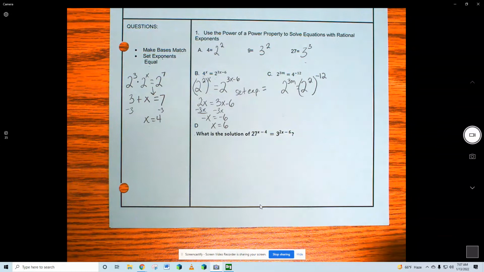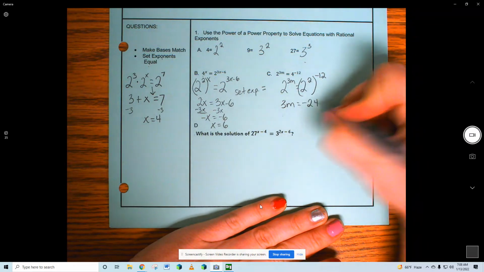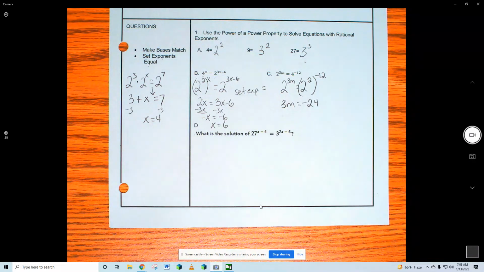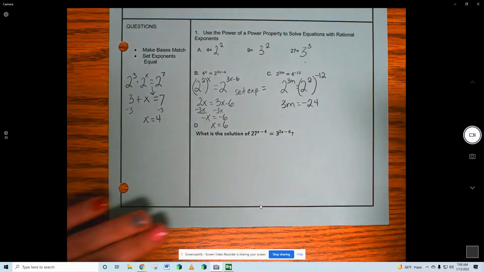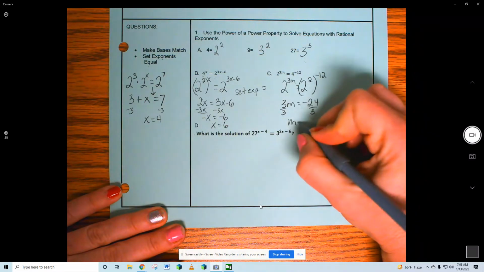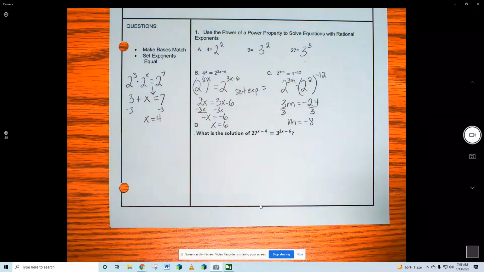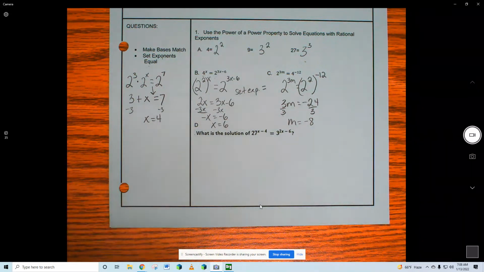The bases are the same. They're both 2's. I'm going to set the exponents equal. 3m equals negative 24. And solve for m. Divided by 3. M equals negative 8. Okay, and you're done.